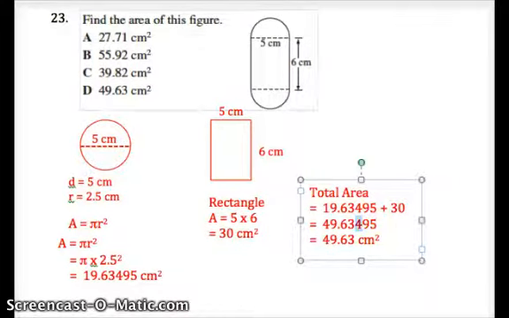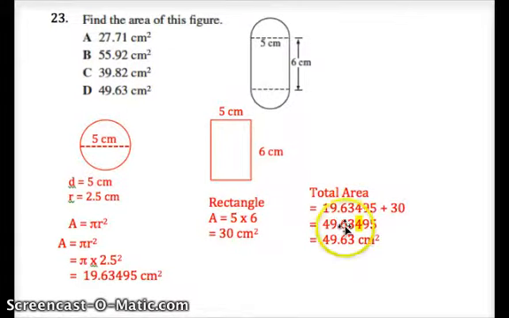So 6, 3, that's the second decimal place. The 4 is the third decimal place. Now that 4 is less than 5, so that means that the 3 in front of it just stays the same. We don't round up.